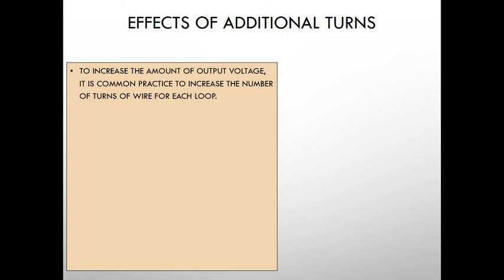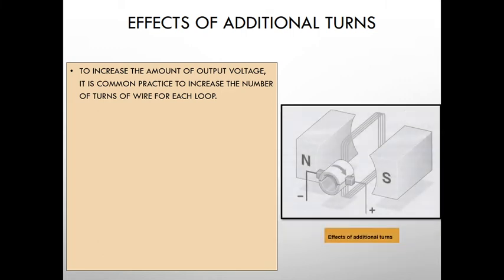Effects of the additional turns. So additional turns, to increase the amount of output voltage, it is common practice to increase the number of turns of wire for each loop. So para mudako pa gyud ang atong output voltage, padaghanon nato ang turns of wire in the loop. Ganina usa ra man ka wire, so this time 1, 2, 3, 4. So upat ka wire kada element, no? Meaning this element is 4, so another 4, so 8 conductors per coil siya.